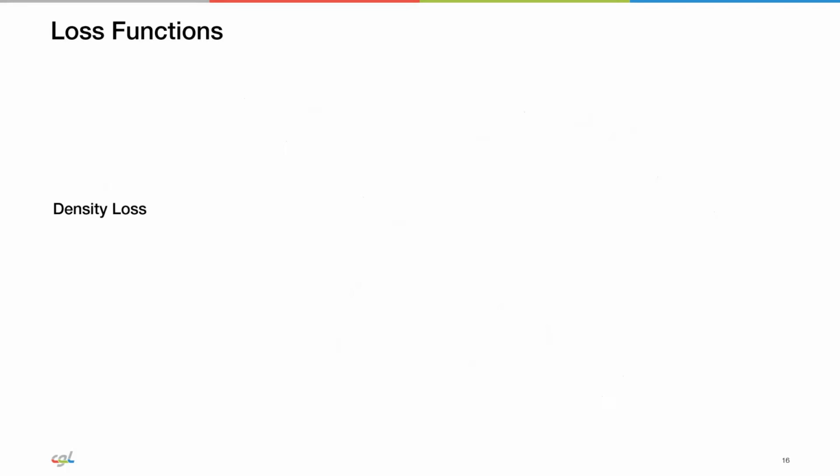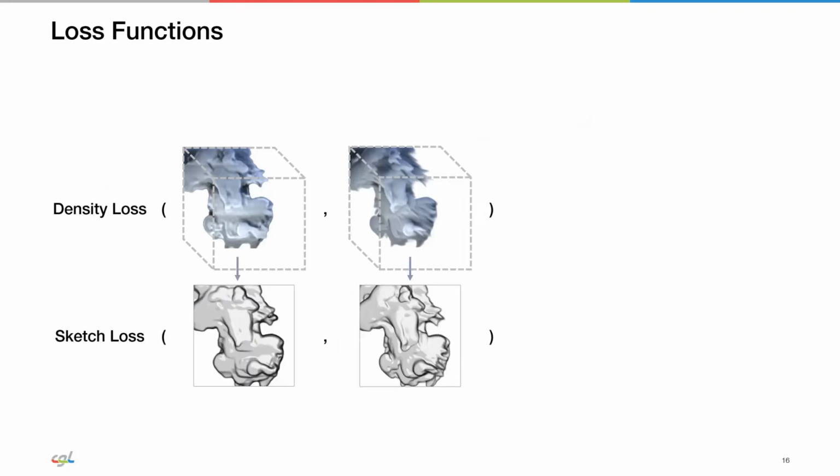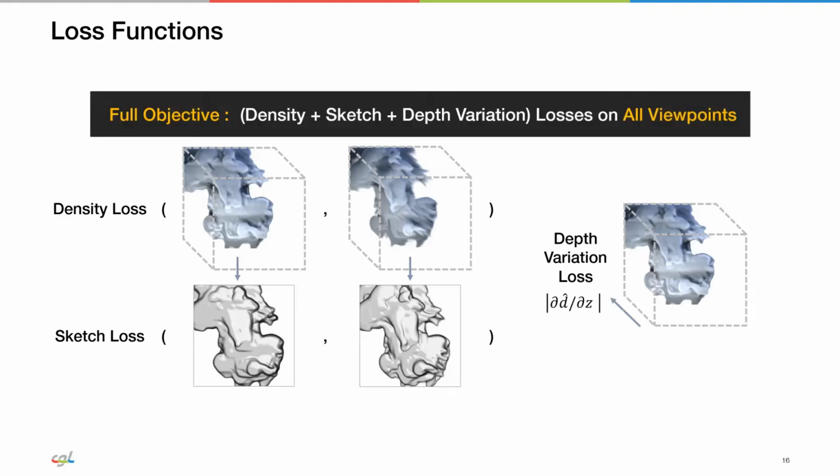Let's move on to our loss functions. In each pass, we calculate view-dependent losses. First, density loss compares the reconstructed volume with the ground truth, and sketch loss compares their corresponding sketch representations. Depth variation loss is additionally designed to suppress the depth ambiguity from sketch loss. Lastly, our full objective is defined to preserve reconstructions of all input viewpoints.